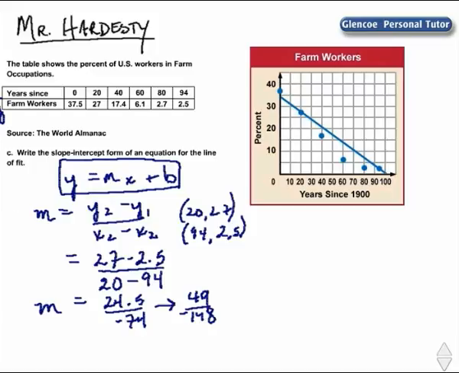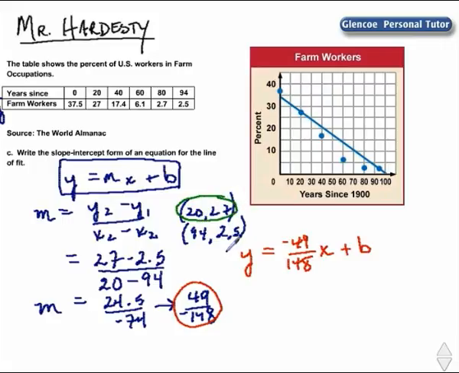We'll plug that into our original equation, y equals mx plus b. Let's take and put that slope in for m. And so now we'll write y equals negative 49/148 times x plus b. To solve for b, we're going to take and plug in a point for x, y. It can be any of those points on the line. We'll pick one that we've already used here, 20, 27.